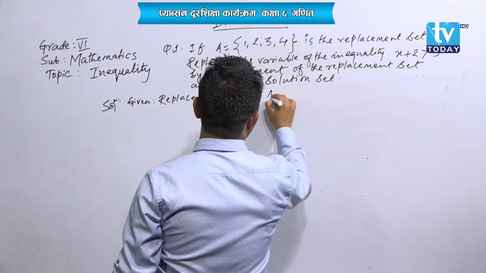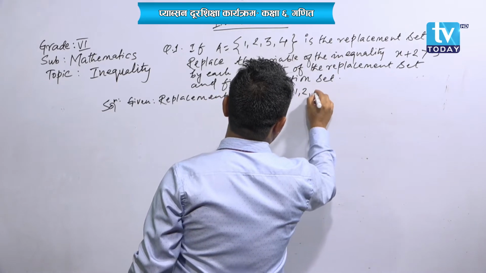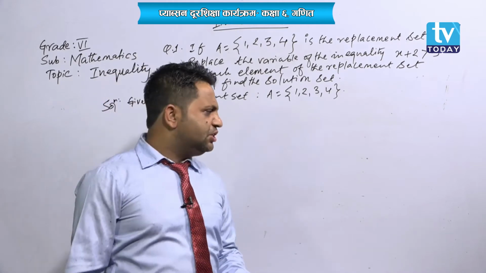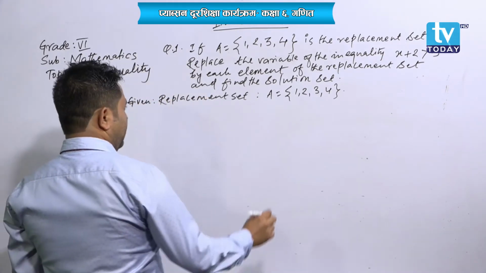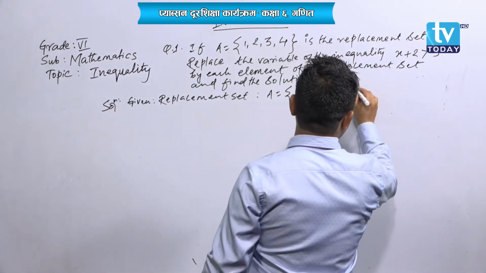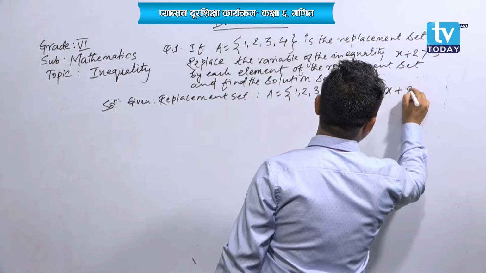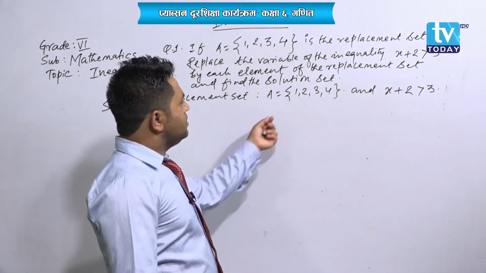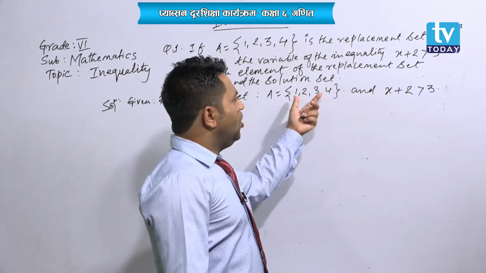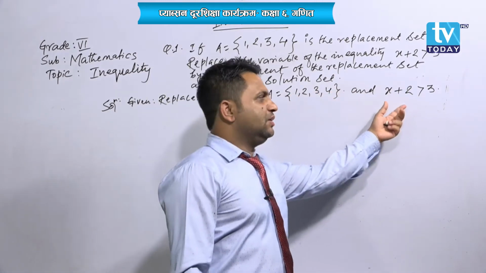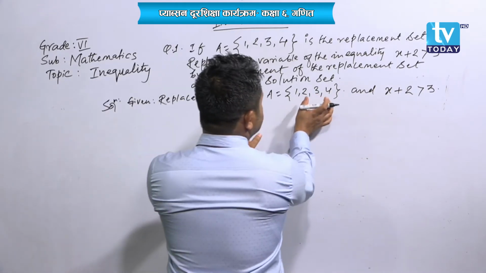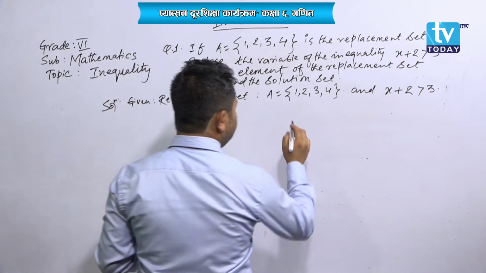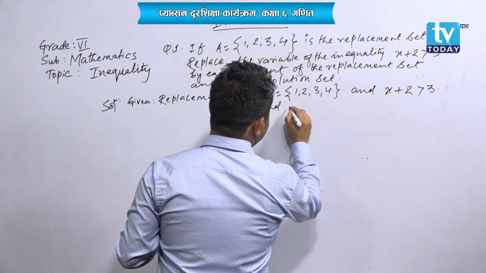Here it is given A equals to 1, 2, 3, 4. It is a replacement set. And another condition is given here, x plus 2 is greater than 3. Replacement set means you have to replace all these elements, all these values in x. Suppose you have to replace this value in this inequality. Let me write this over here.